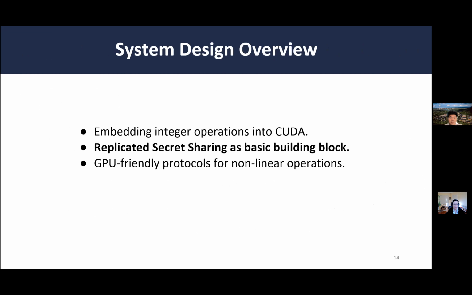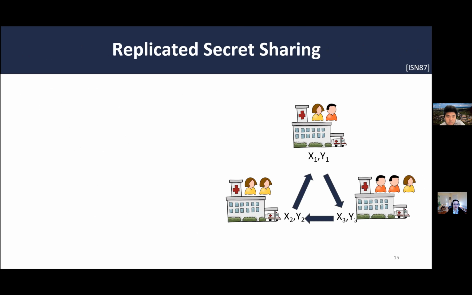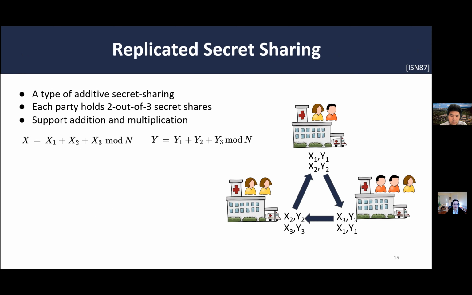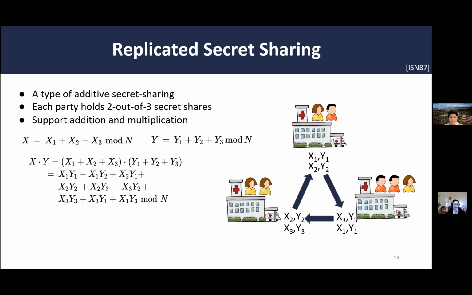The second pillar is that we use replicated secret sharing as the basic building block. Replicated secret sharing is a kind of additive secret sharing. For each value, it will be converted into 3 pieces of secret shares, and for replicated secret sharing, we use 2 out of 3 secret shares. Each party will hold 2 pieces out of all the 3. This can easily support addition and multiplications. For example, here I demonstrate how a multiplication can be done in replicated secret sharing. Each party can do calculations on their own, and with some communication, they will be able to combine the results together in the end.